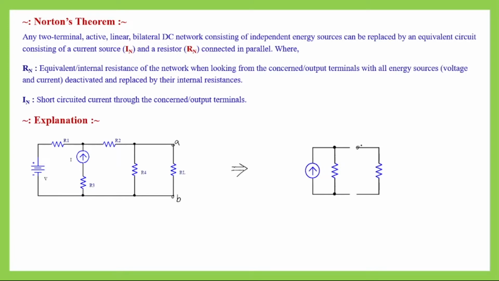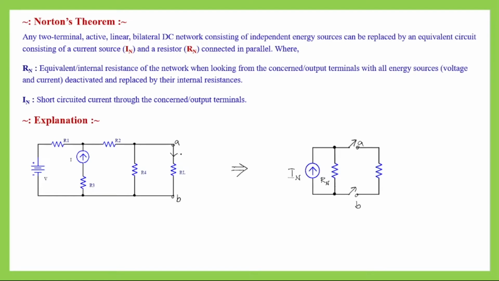So this is our A terminal and this is our B terminal. Now what we have on the left side of these AB terminals, the whole circuit, is represented here by this single current source, which is called Norton's equivalent current and represented by IN, and a single resistor, which is called Norton's equivalent resistance, and they are connected in parallel.